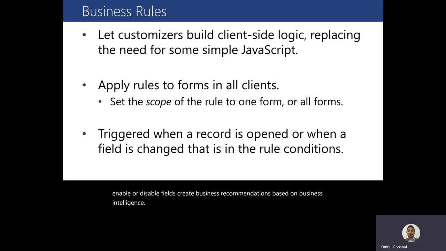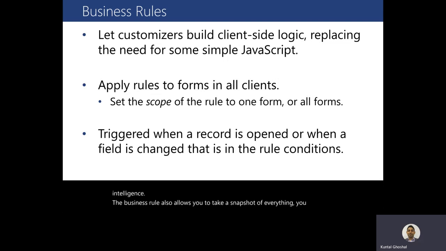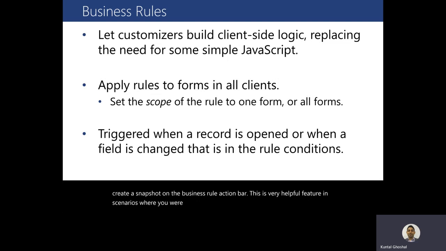The business rule also allows you to take a snapshot of everything. You can create a snapshot on the business rule action bar. This is very helpful feature in a scenarios where you are developing a business rule and you want it to be shared and get recommendation from your team member. Business rule also provides a mini map to navigate quickly on different part of the process. This is very useful when you are building a very complicated business process with a lot of component.